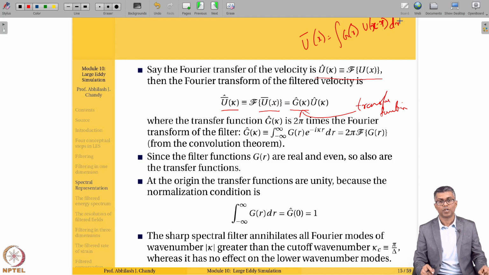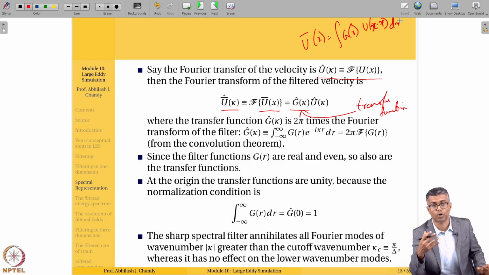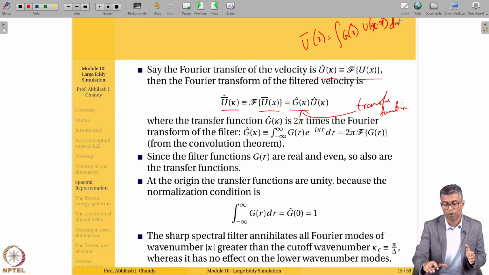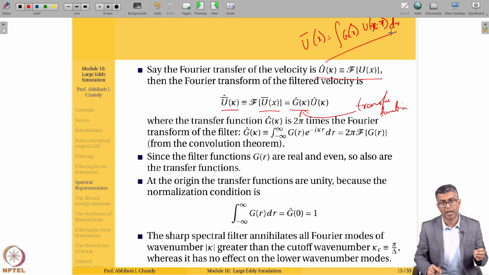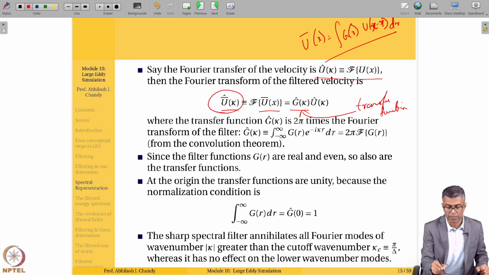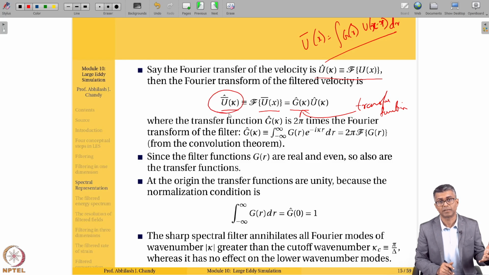G of r times u of x minus r, and that is your filtering operation. So as you can see, it is a convolution operation in physical space. If you take a Fourier transform of this expression on both sides, then on the left hand side I will have the Fourier transform of the filtered field, u bar hat of wave number.